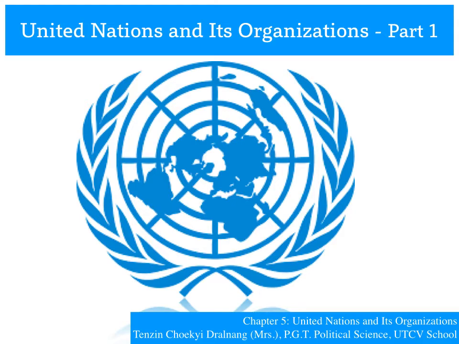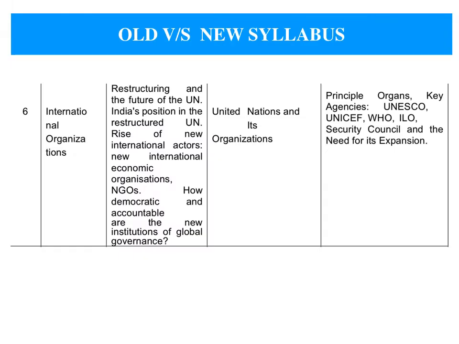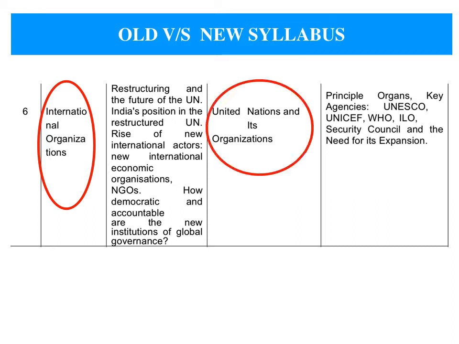Now before we proceed with the chapter, let's look at our syllabus again. Earlier this chapter used to be the sixth chapter. However, with the removal of the third chapter, it has become the fifth chapter, and there's a slight change in the name as well. This is the name for the old one, international organizations, and the new name for the chapter is United Nations and its organizations.